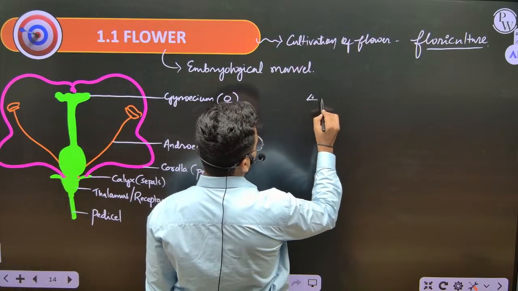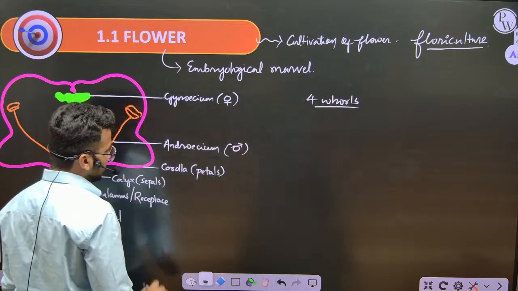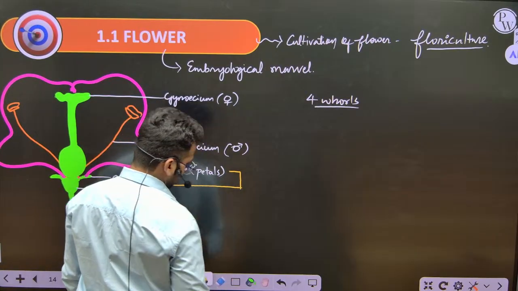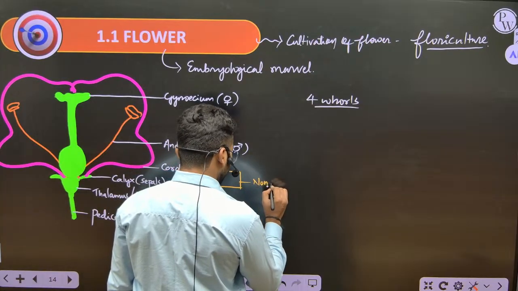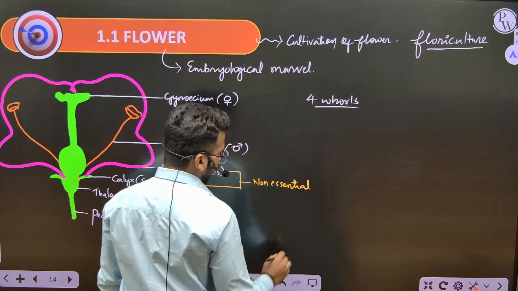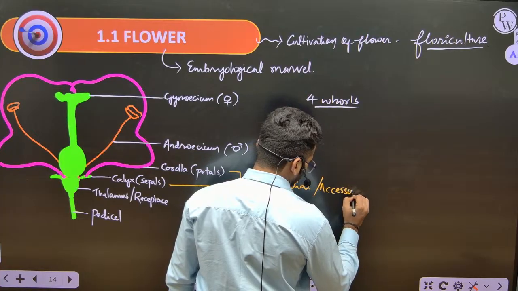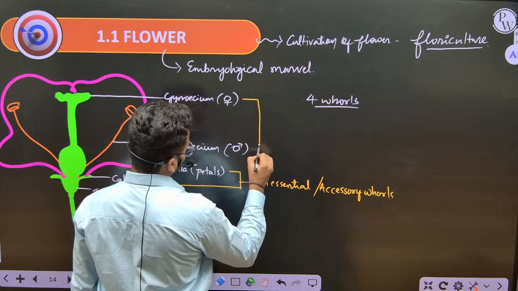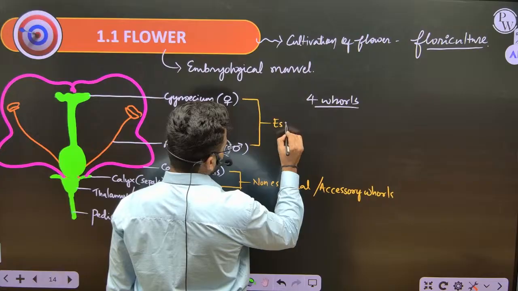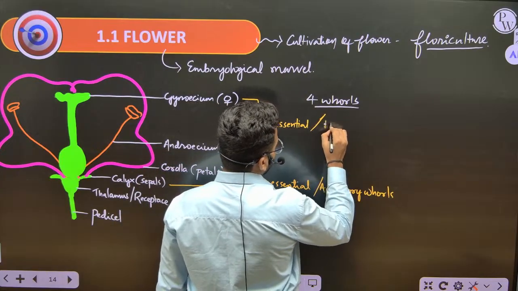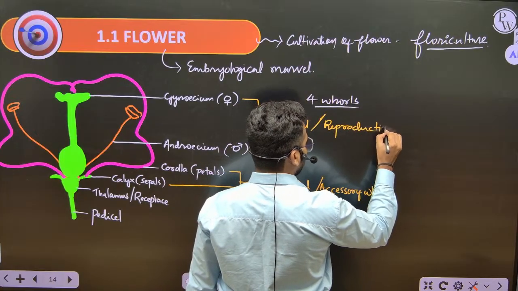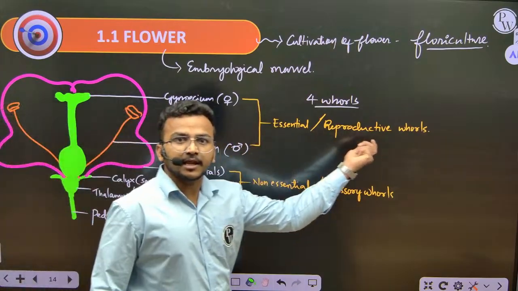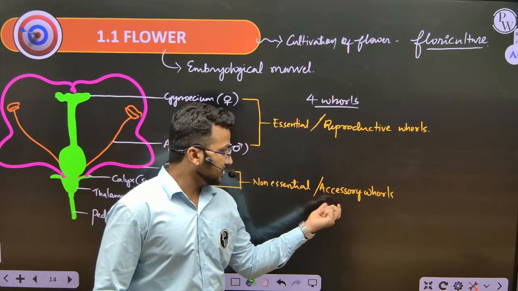Out of these four whorls, the outermost two, that is calyx and corolla, are non-essential whorls, or accessory whorls. Next to that, the two are essential whorls, or reproductive whorls. So out of these four whorls, two are essential and reproductive, and two are non-essential and accessory.